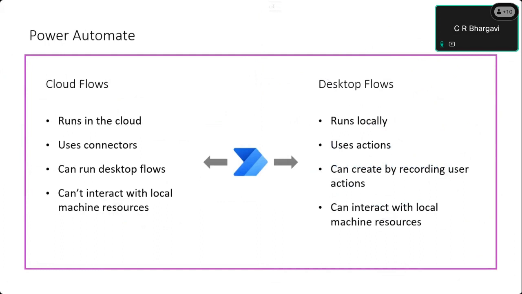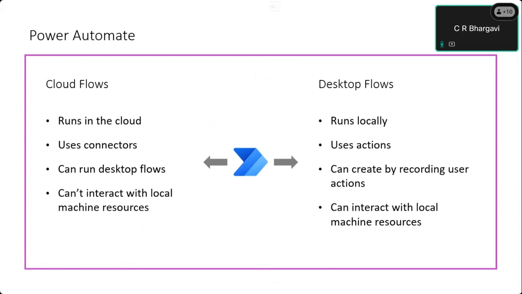And inside Power Automate, there are two different flows. One is cloud flow, and the second one is desktop flow. Cloud flow is something which runs in the cloud. Desktop flow is something which runs locally, like you will be installing Power Automate Desktop and working with that. Power Automate Cloud Flow is like you would go to the make.powerautomate site and work inside the cloud.